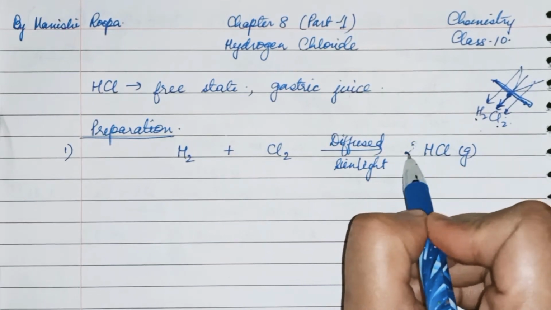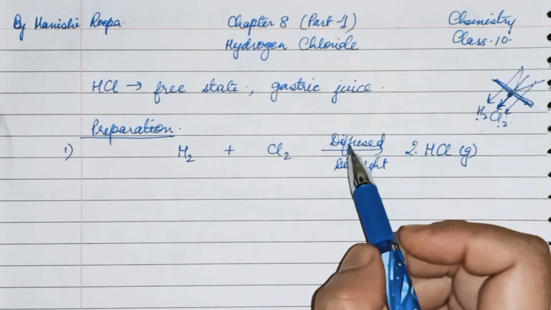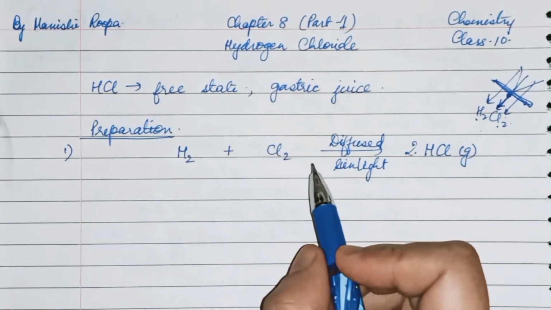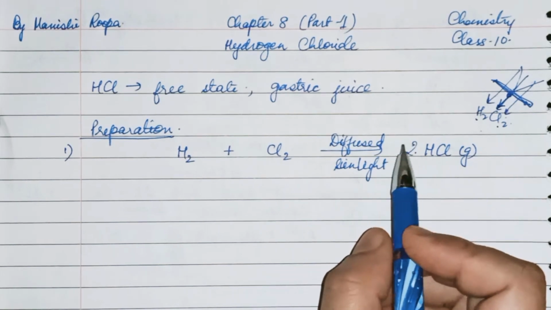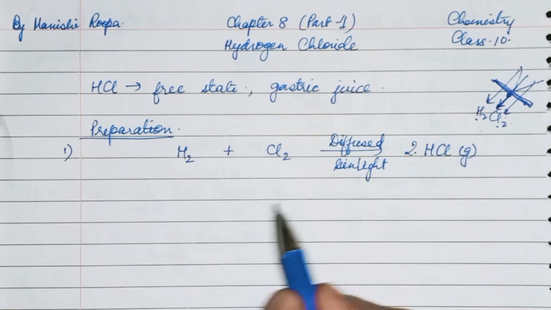So you can say that we are taking diffuse sunlight because if it is kept in direct sunlight, it will explode. An explosive reaction will take place. That's why diffused sunlight is taken here.